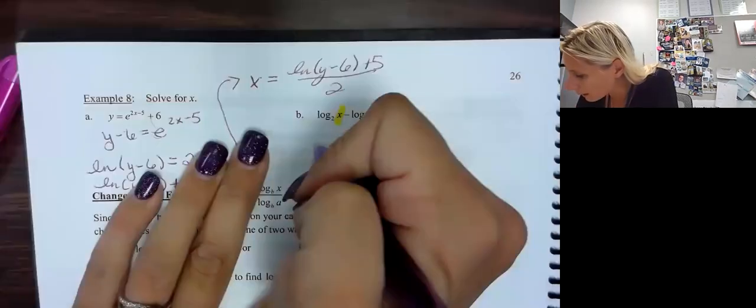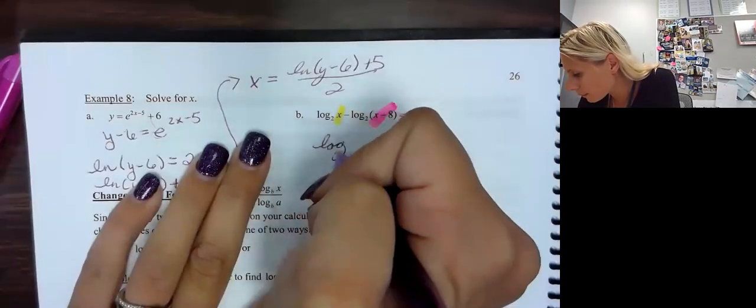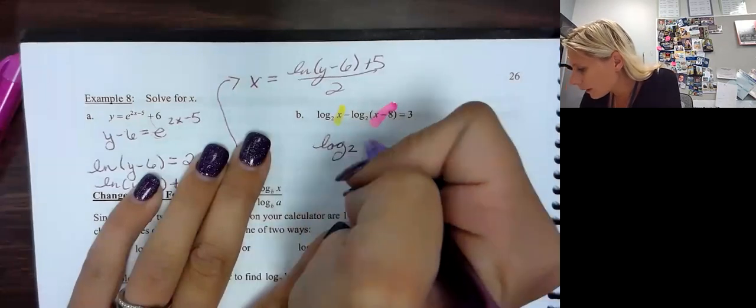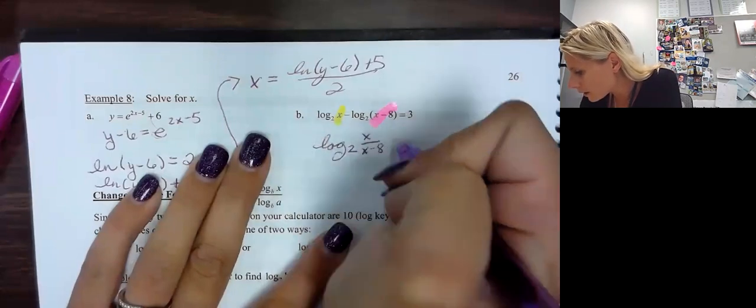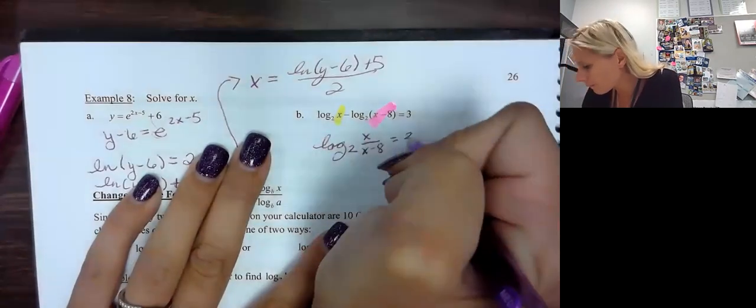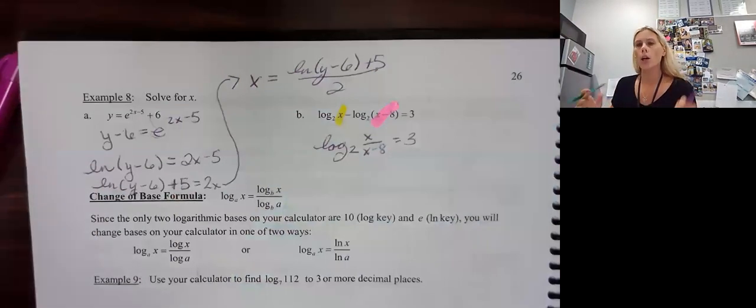So we end up getting right here log. Now don't forget to put the base down. A lot of people forget the base 2. And we have x over x minus 8 equals 3. Okay. Now, how do we get rid of a log base 2?